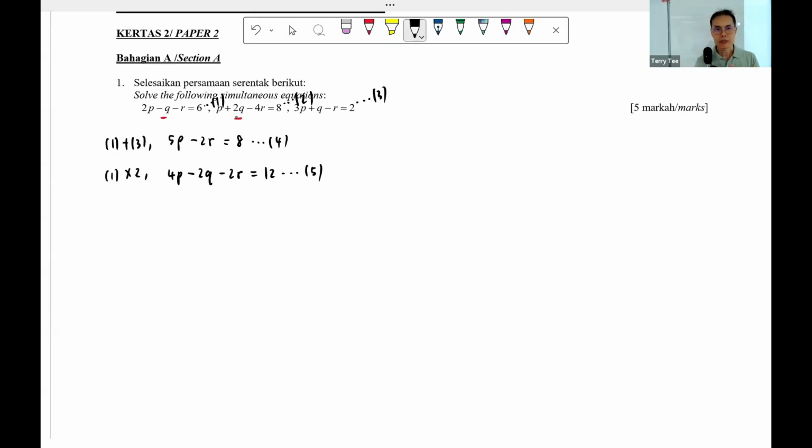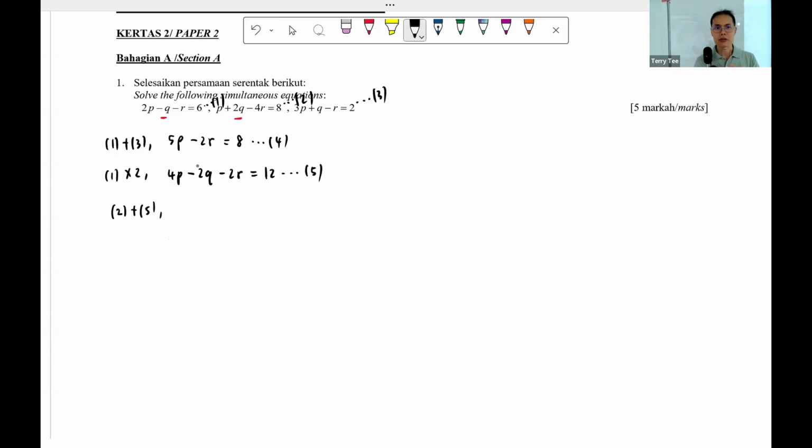So let us solve them. You're solving equation 2 and equation 5. We take equation 2, we plus equation 5. The reason why I plus is because you have different signs. When you have the same sign, you're going to minus. When you have different signs, you have to add them together.